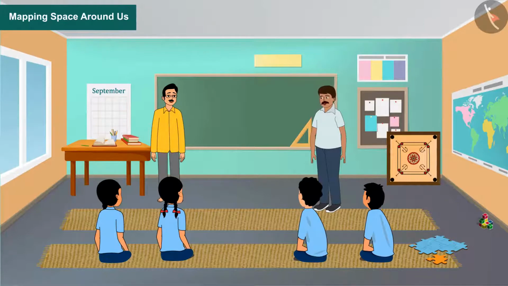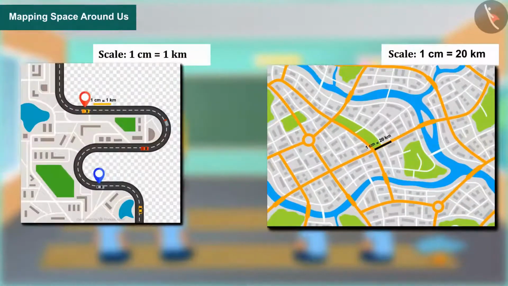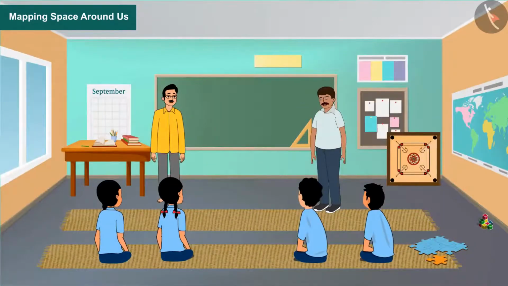This is because this map will be made according to a scale in which we will show distances by lines. To do this, we need the length and width of the floor and height of the room. To make a class map, we have to first set the scale. What is a scale?